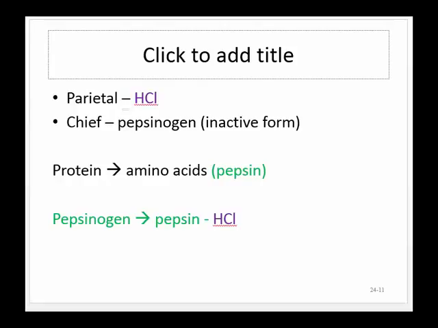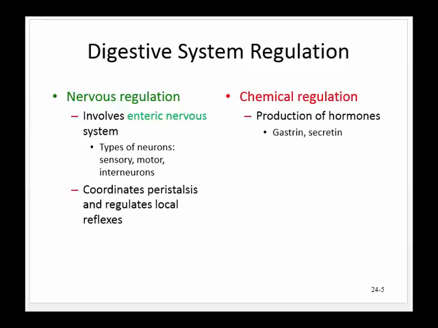So one of the things that happens, as I mentioned earlier with digestive system regulation, is that when different hormones are produced and different types of local reflexes are produced, one example of this could be things like releasing hydrochloric acid and releasing pepsinogen.